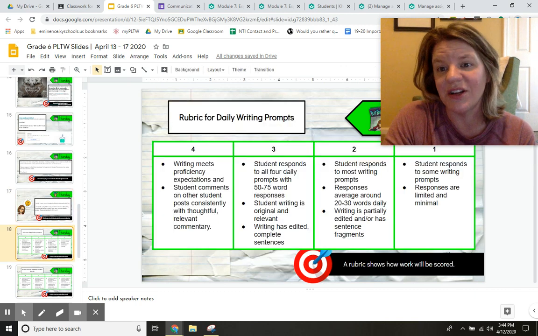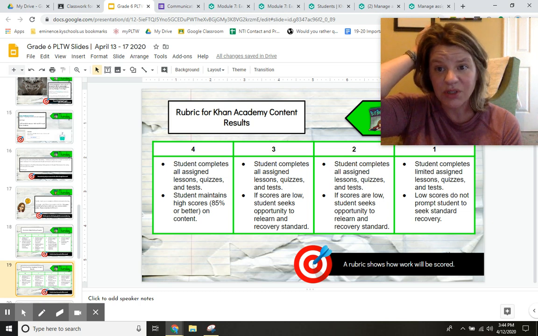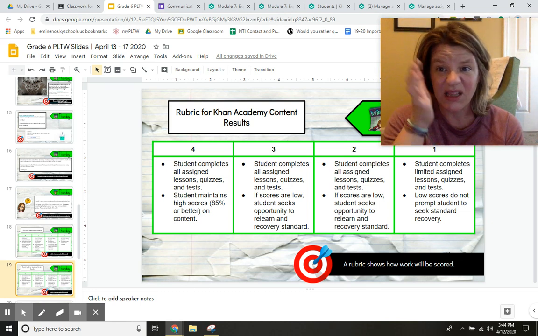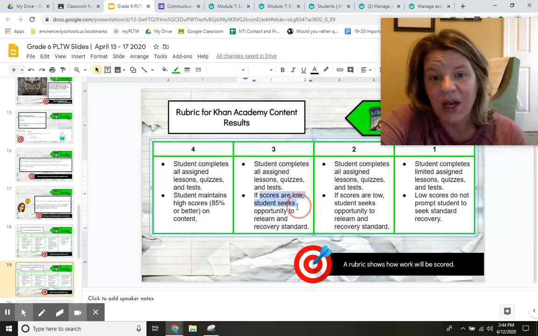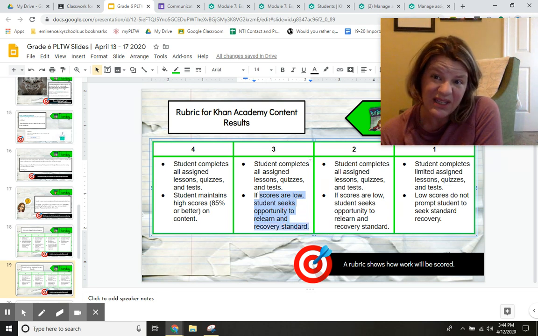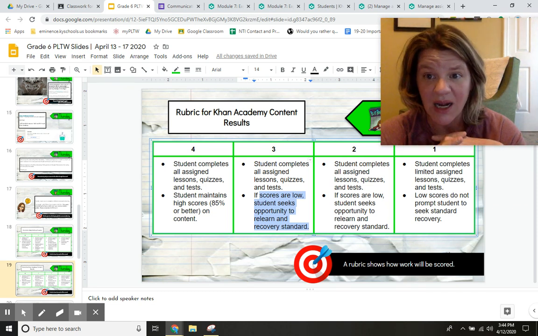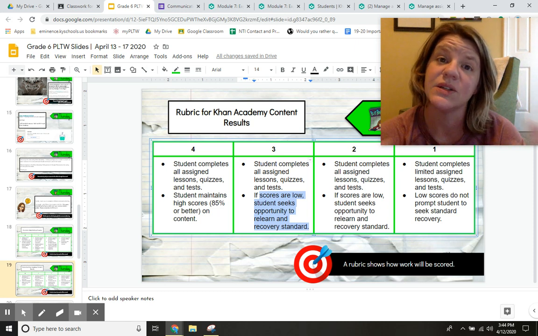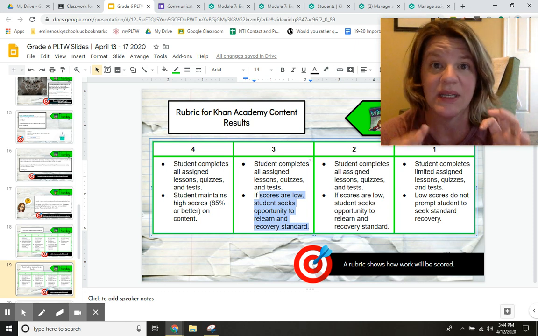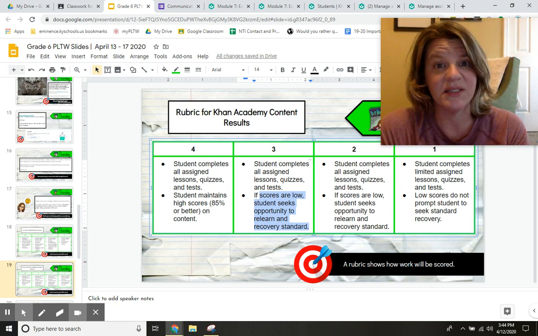Here's the rubric for our daily writing prompts. The rubric for your Khan Academy content results. Listen, if you are in there doing the lessons and you are trying, but your scores are still low, you can seek an opportunity with me to relearn and recover the standard and still get 3s. So this is what I'm trying to say. If you get into Khan Academy and you do all the lessons and you struggle, this is where you have to communicate with me. I need you to email me. I need you to come to the meets. Maybe we need to set up a different study time.